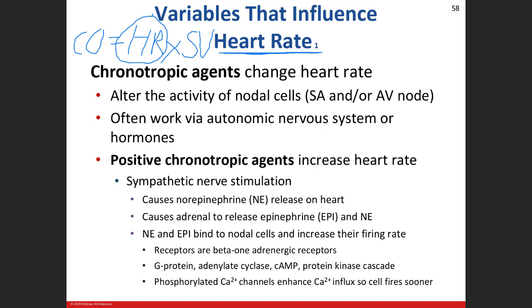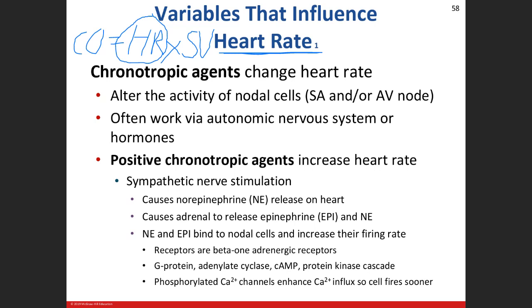So you can do two things with your heart rate. You can speed it up, or you can slow it down. So we're either going to increase it or decrease it. Obviously, if the stroke volume stays the same, if we increase our heart rate, what do we do to cardiac output? We increase it. If we decrease our heart rate, what do we do to our cardiac output? Decrease. Okay, good. We're all on the same page.